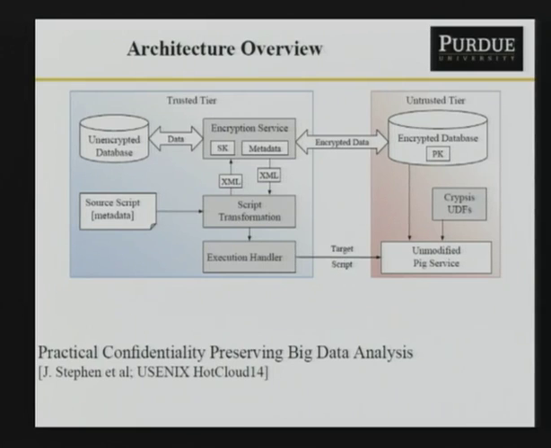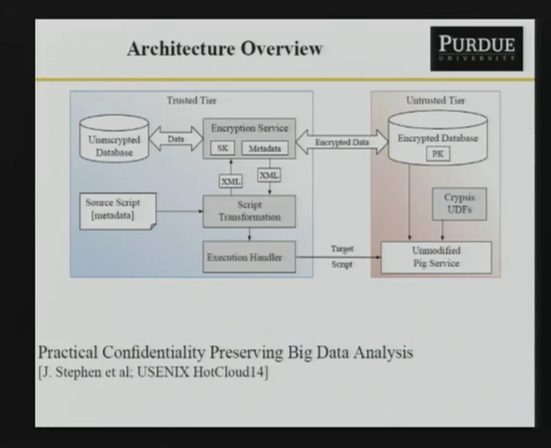So there are two things that need to happen here. First, the script needs to be encrypted, and two, after we analyze the script, the encryption module needs to take over to figure out what kind of data is used in this specific script, then take the plain text data from the unencrypted database, which is held in a secure place, encrypt the data, and send the encrypted data to the untrusted database. So once these two things happen, we're able to proceed with executing the script.